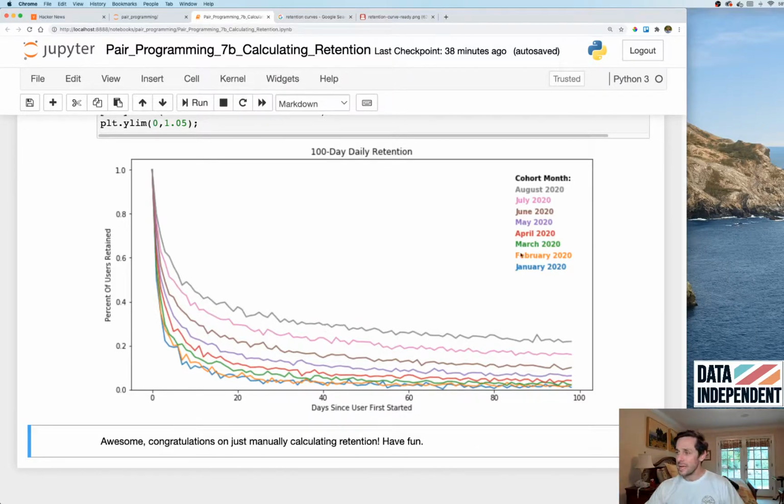All right, which is good. Good for you. Good for the business. And this looks great. So congratulations. Good job. And what I want to say is this, Matt, awesome. You just manually calculated retention, which is a fundamental skill for any product analyst.